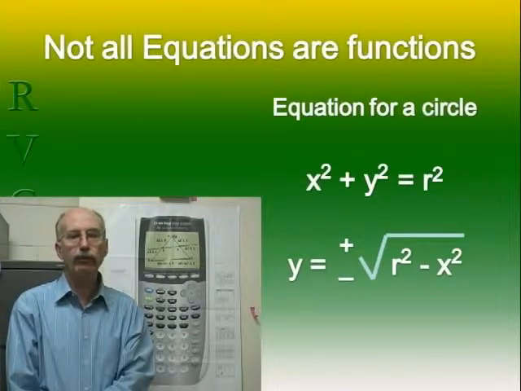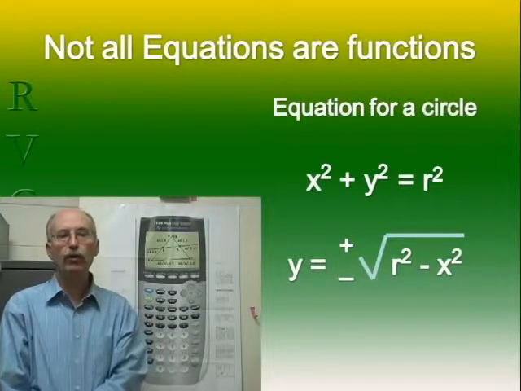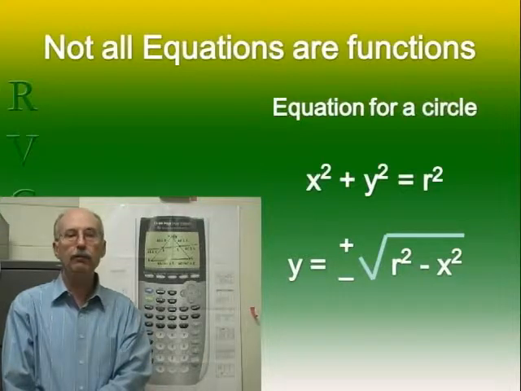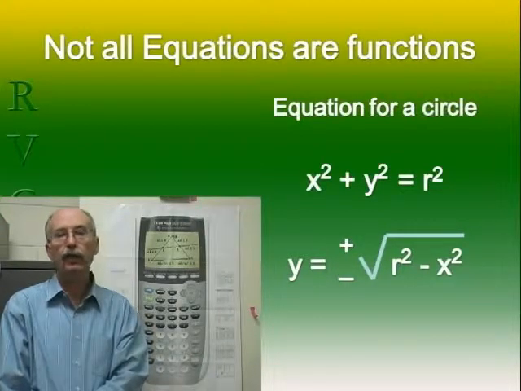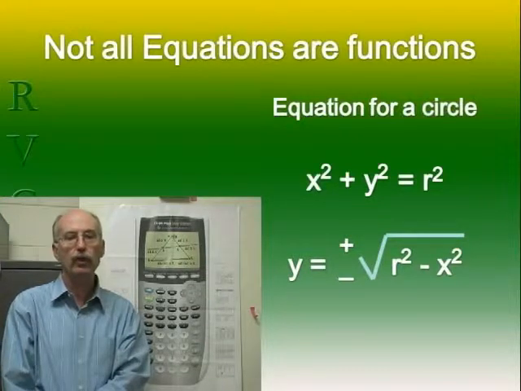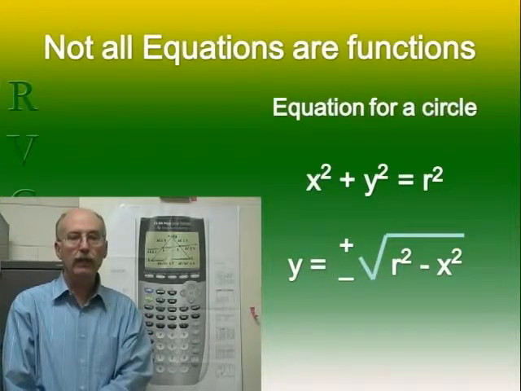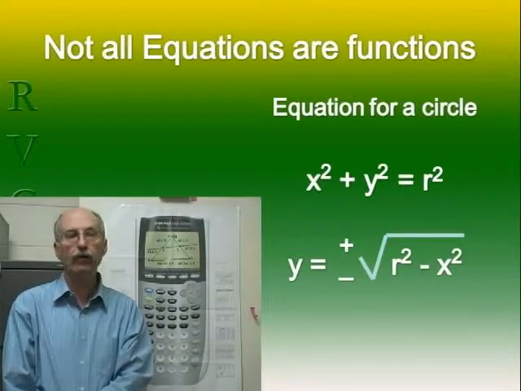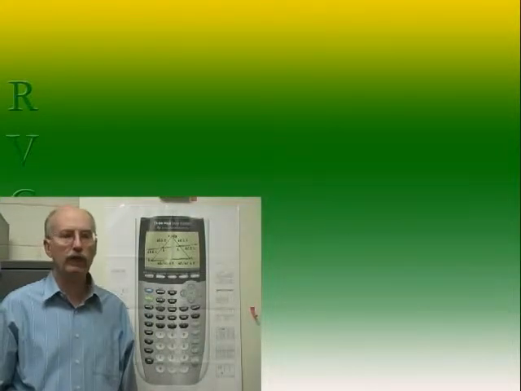Not all equations are functions. The equation for a circle is given as x squared plus y squared equals the radius squared. You cannot put that in because if you solve for y, you would end up with y equals plus or minus the square root of r squared minus x squared. That's not a function because there's two values of y for each value of x, and it fails the vertical line test. Let's try a specific example.